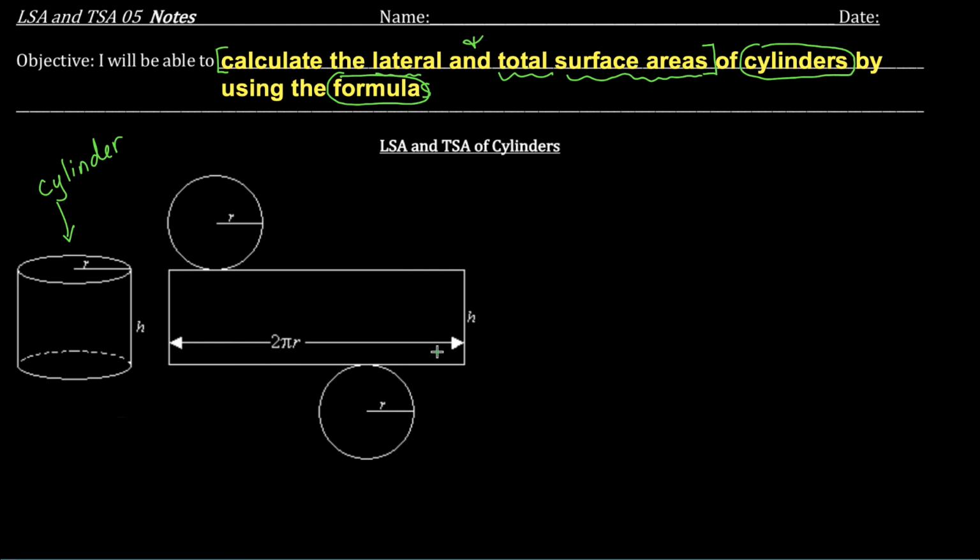So remember, to get any surface area, you just need to get the areas of the different surfaces, right? So right here, this is a circle. The area of a circle is pi r squared. The area of this circle is pi r squared. And okay, now this rectangle, right? Rectangle, the inner part right there.